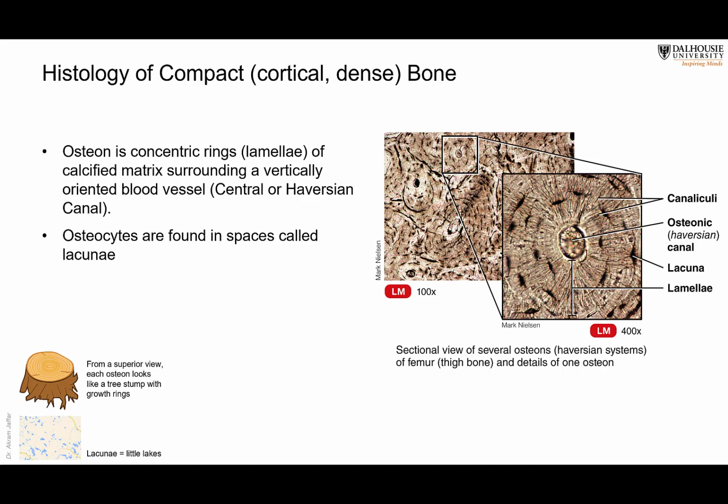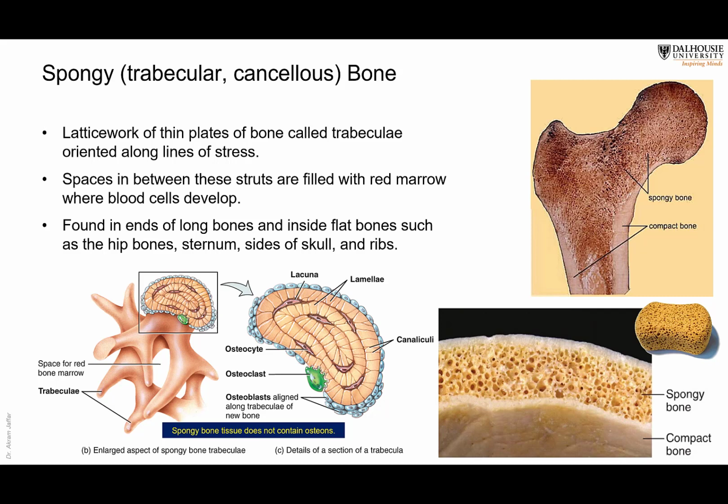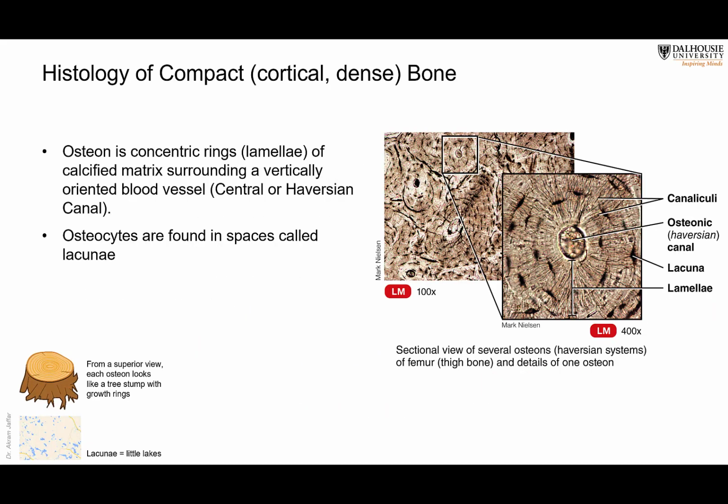So this is the osteon. Remember I said that the spongy bone has no osteons, but the compact bone has osteons. So this is the osteon. It's concentric rings of bone. It looks like the growth rings of a tree. So you can see that there are concentric rings here of lamellae, of calcified matrix, and they surround something. They surround a canal.